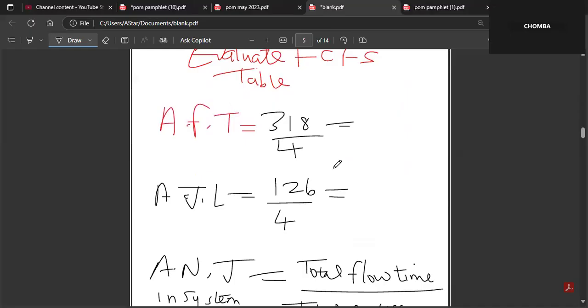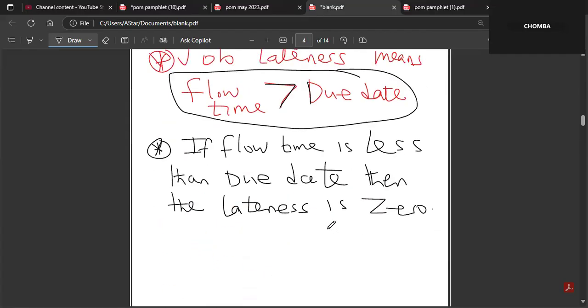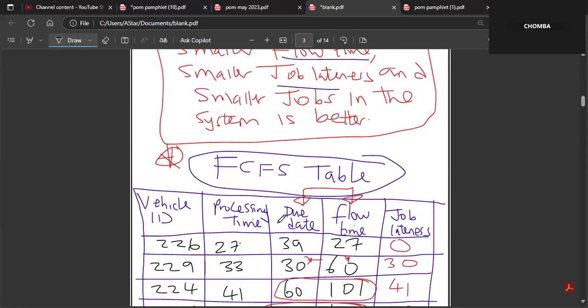Yes, 318 divided by 4 to give us 79.5. Then the other one, 126 divided by 4 to give us 31.5. Then the other one. Yes. So this is the table we have evaluated, the first come, first served table.